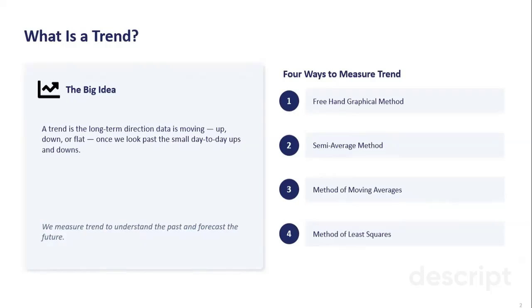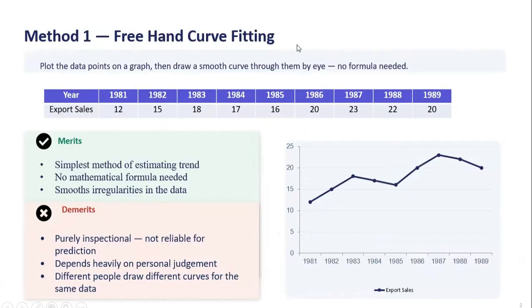There are four common methods used to assess the trend: freehand graphical method, semi-average method, method of moving averages, method of least squares. First method, freehand curve fitting. This is the easiest method.